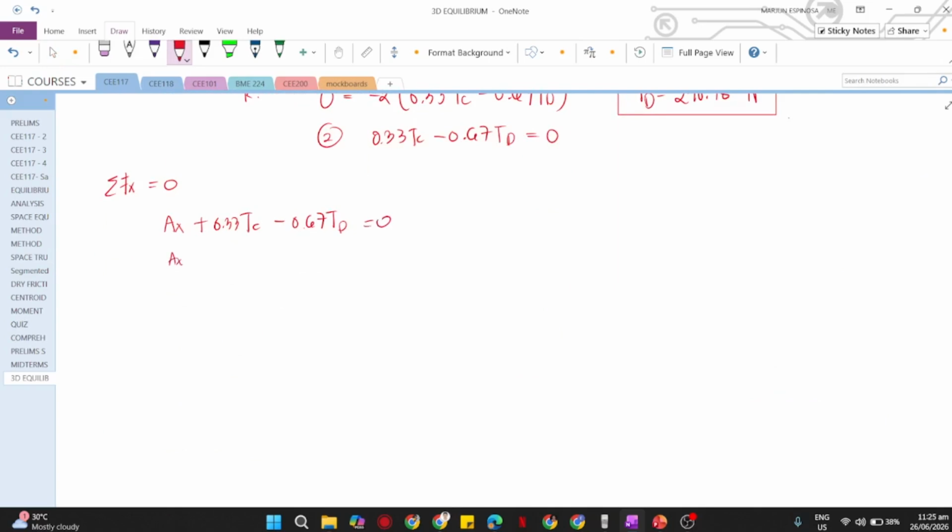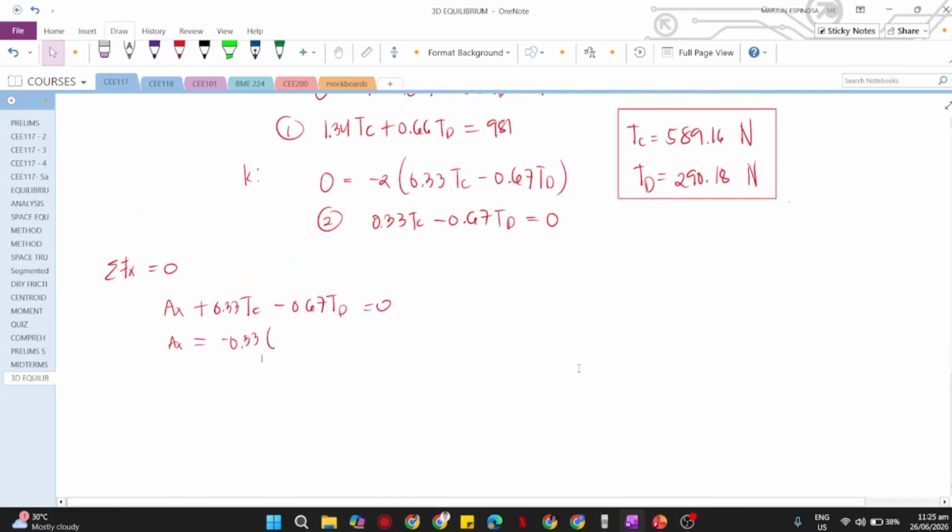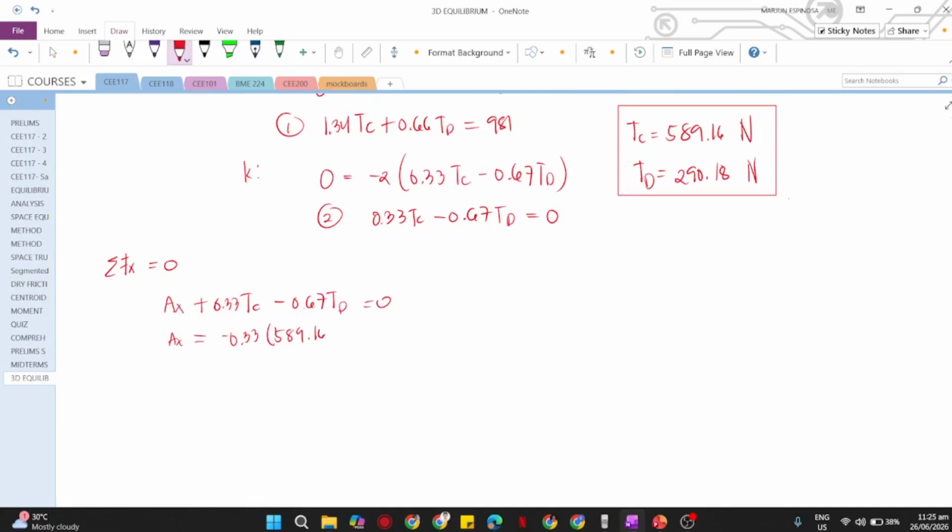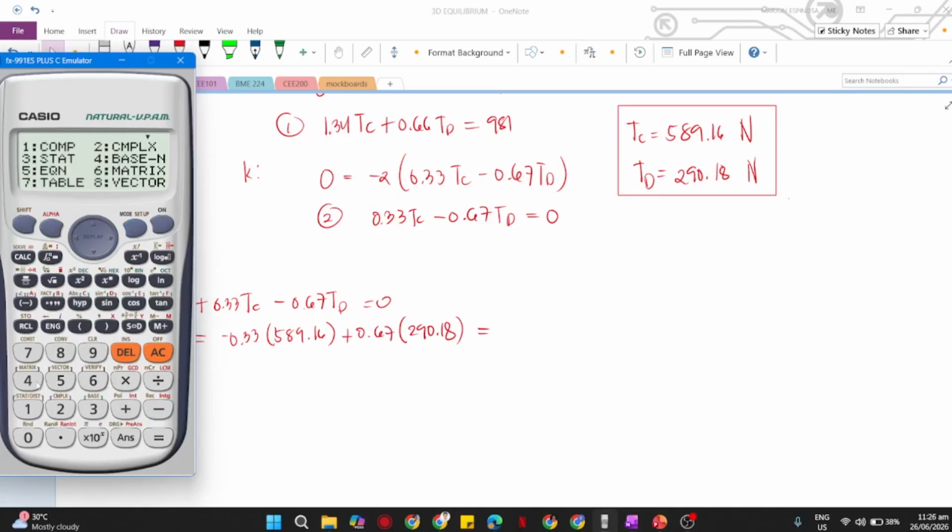We already have the values of TC and TD. So we transpose, which makes it negative 0.33 times TC, again 589.16, and positive 0.67 times TD, which is 290.18. To make it easier, let's first store the values in the calculator. 589.16, shift store in A. And 290.18, shift store in B.